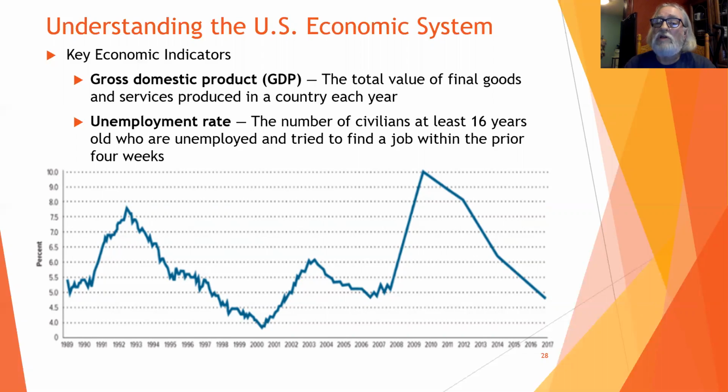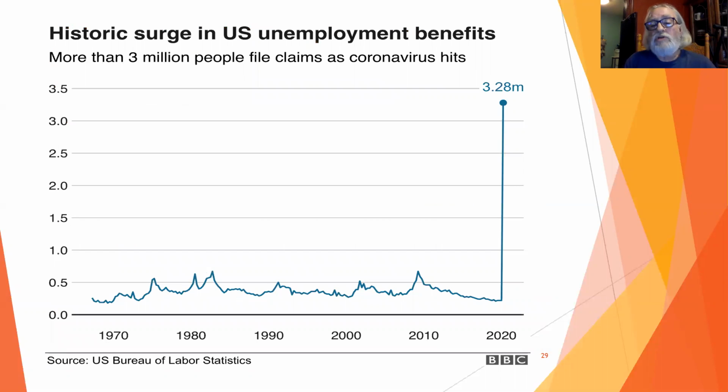So the unemployment rate is just the percentage of the total working population who happen to be unemployed and who have been looking for work at least for the prior month. And what this particular chart shows us is the trend of the unemployment rate from 1989 all the way to 2017. You can see that it's gone down considerably over time, that in 2017, actually, it was slightly under 5%.